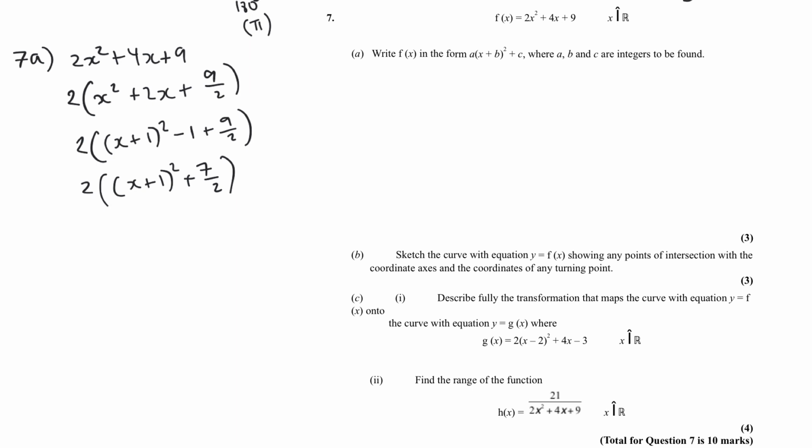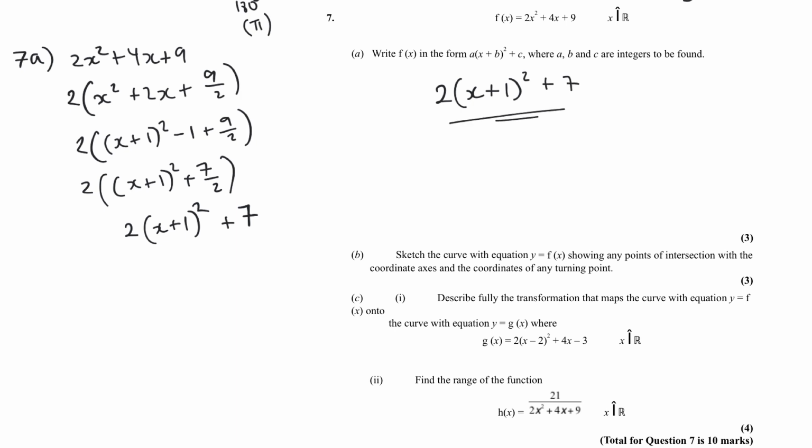The last bit is just multiply the 2 back in. So that would be 2 bracket x plus 1 squared, but then remember to multiply that 2 by the 7 over 2, and that would change it into 7. Okay, so now we've got that, that would be our final answer.